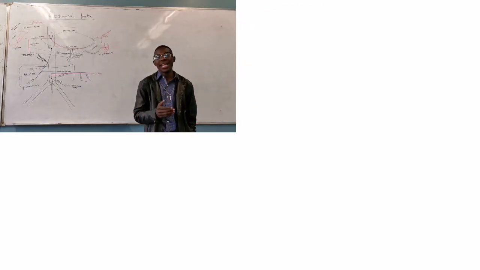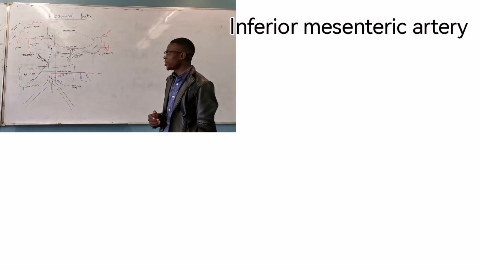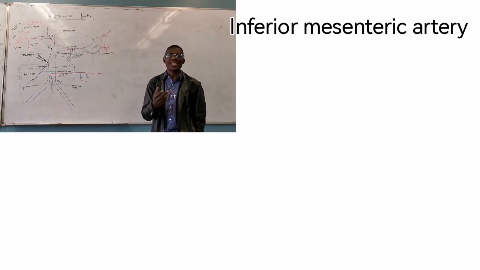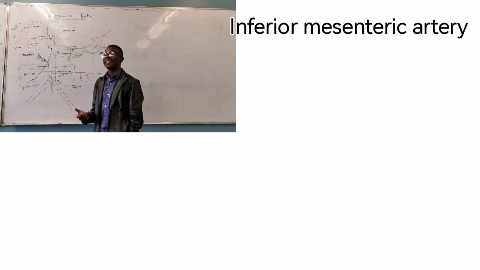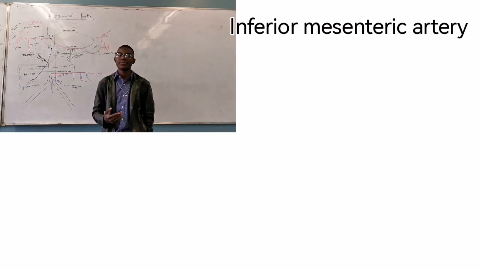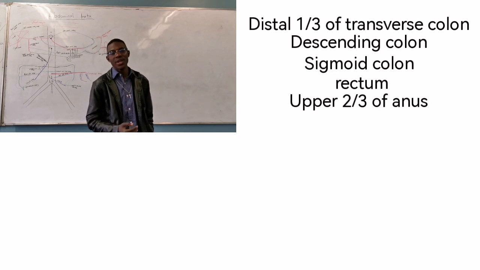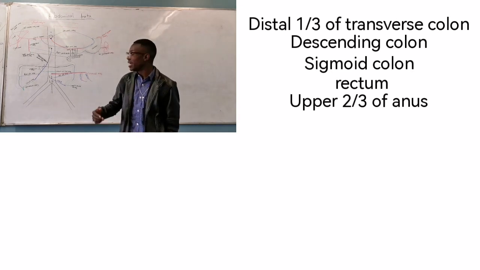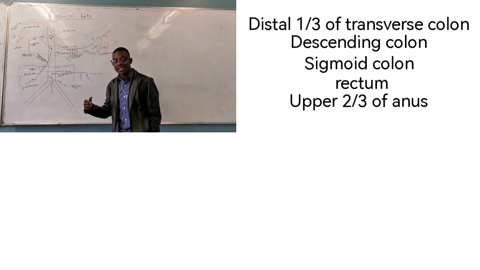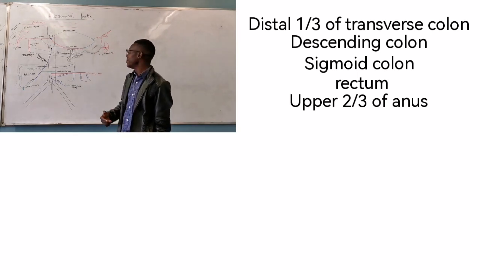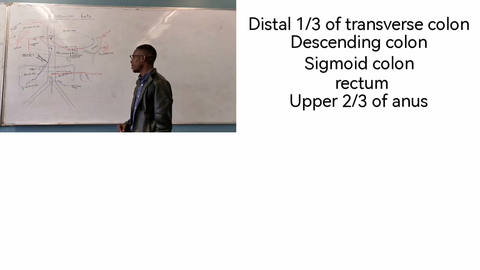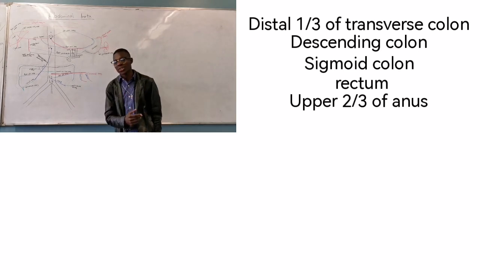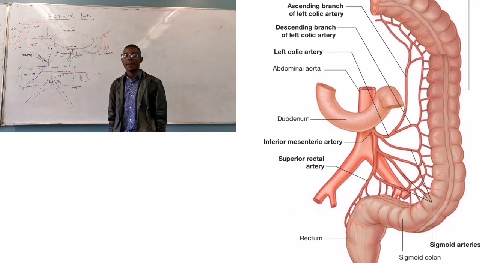So let us talk about the inferior mesenteric artery. The inferior mesenteric artery supplies derivatives of the hindgut, meaning the distal 1/3 of the transverse colon, the descending colon, the sigmoid colon, the rectum, and then the upper 2/3 of the anal canal. Right. So let's go with the course of the inferior mesenteric artery.